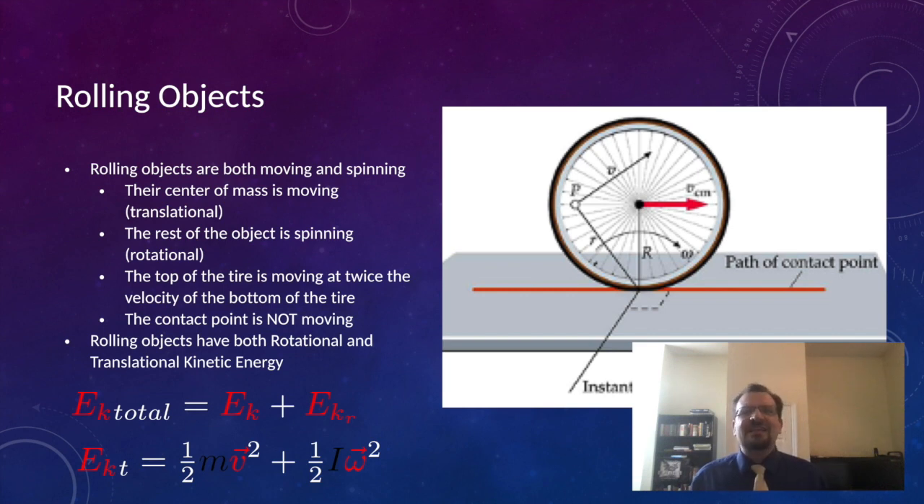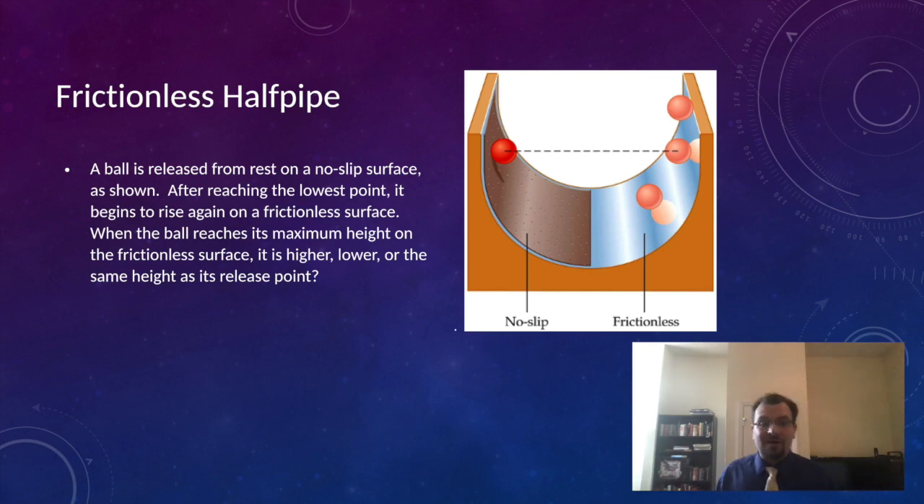However, we'll see that just like in the previous problem, lots of things are going to end up canceling and combining in order to make this easier for us. So let's go ahead and do an example with this. Or first, rather, let's talk about what that means. So here we have a ball released from rest on a no-slip surface. So that means it's going to be rotating just fine. Upon reaching the lowest point, it's going to hit a frictionless surface, and it's going to come back up the other side. So what does that mean as far as the maximum height goes?